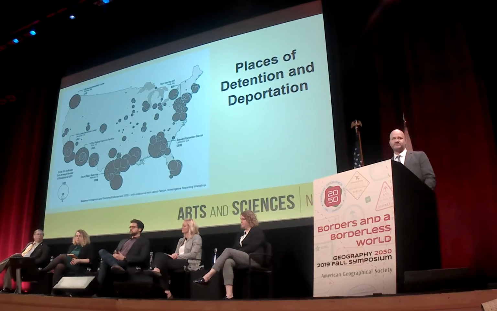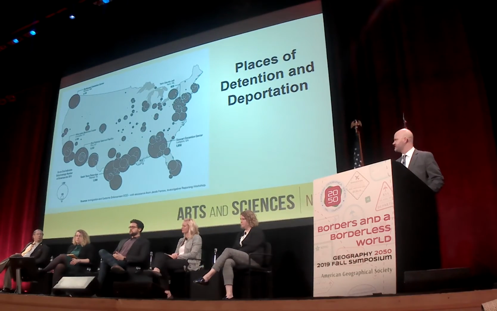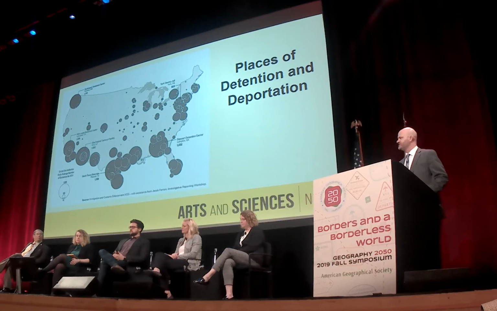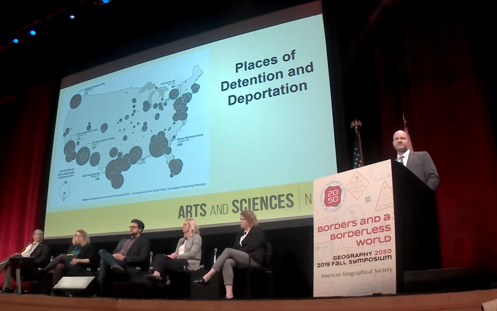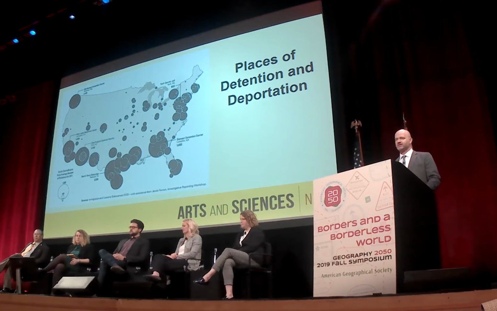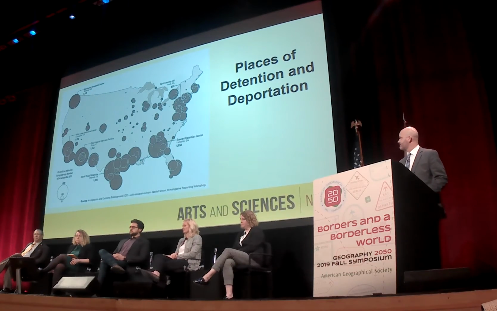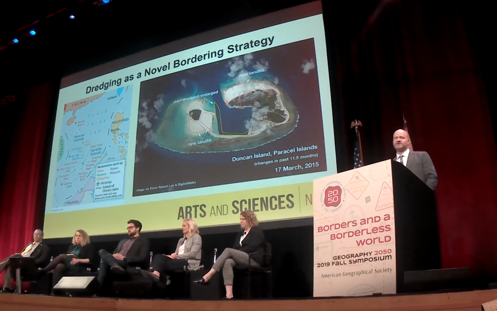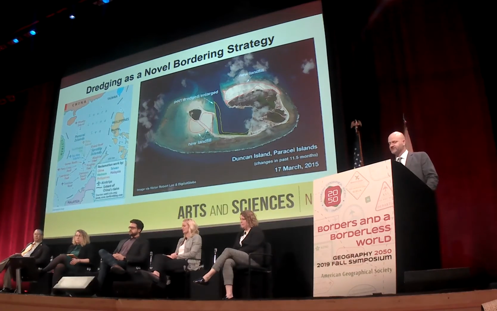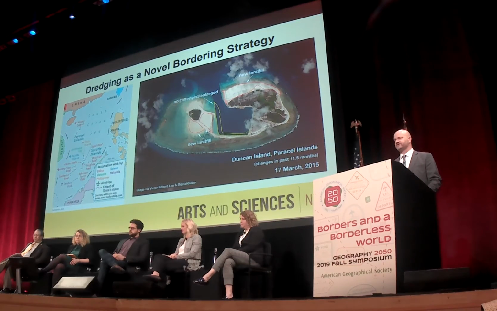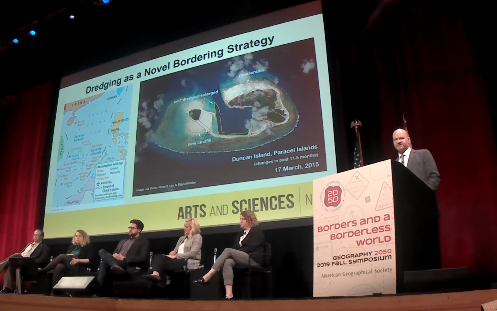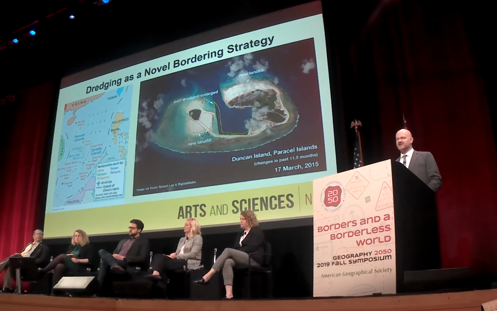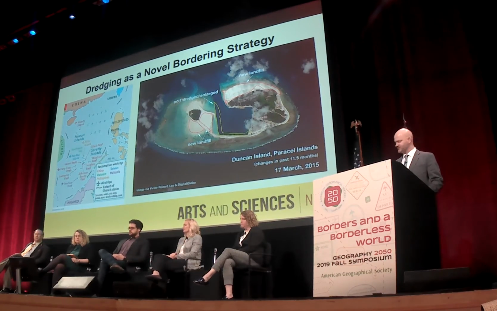Similarly, we can look at the similar geography of detention and deportation in the United States represented on this map, where border enforcement and border infrastructures extend well beyond the actual line on the ground. Or we could think of another novel strategy of bordering, land reclamation, land dredging efforts in the South China Sea, first by China, and now other states have joined in as well. So we have land reclamation as a strategy to claim land, and by extension the maritime sovereignty of the surrounding seas.